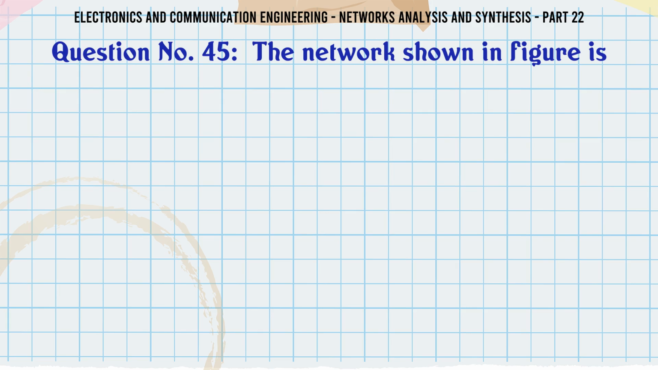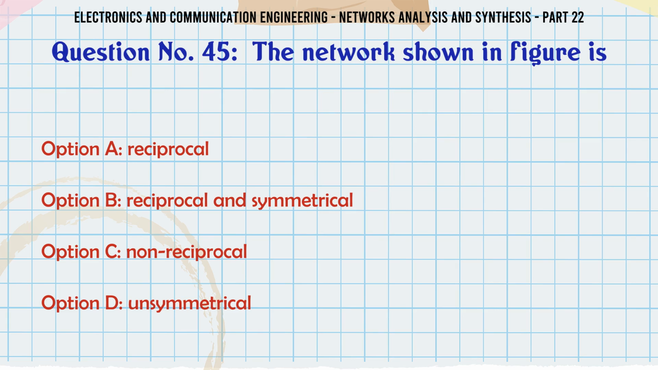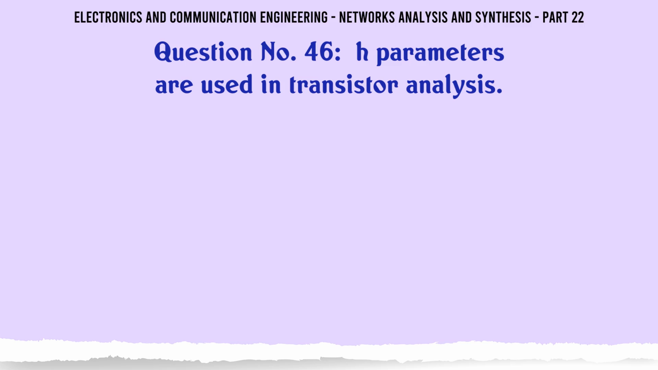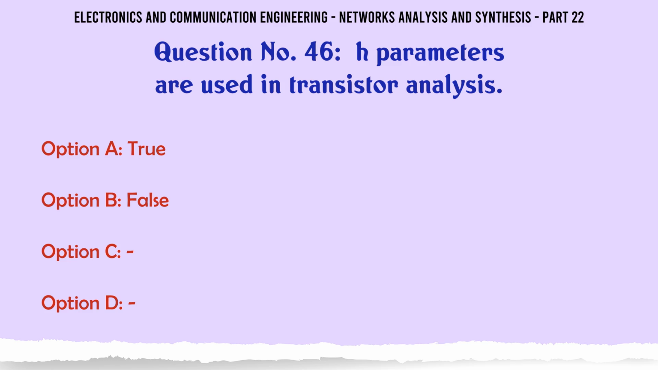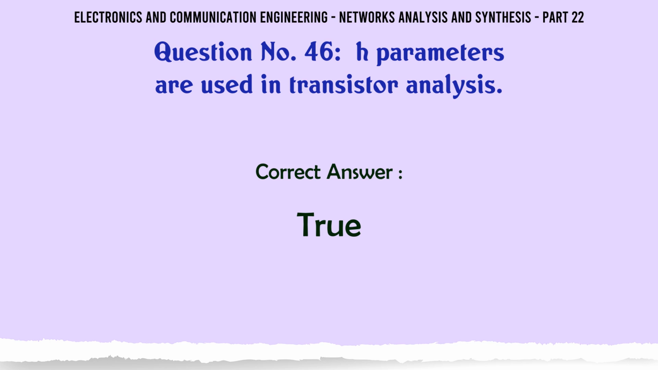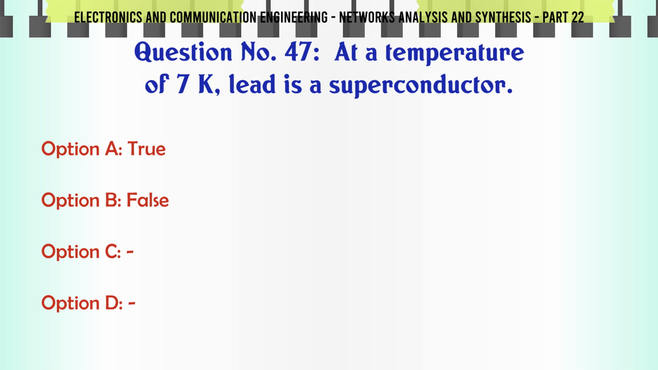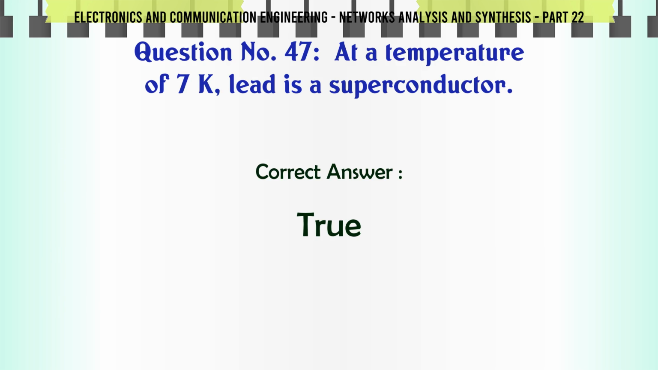The network shown in the figure is A. reciprocal, B. reciprocal and symmetrical, C. non-reciprocal, D. unsymmetrical. The correct answer is non-reciprocal. H parameters are used in transistor analysis. A. true, B. false. The correct answer is true. At a temperature of 7 K, lead is a superconductor. A. true, B. false. The correct answer is true.